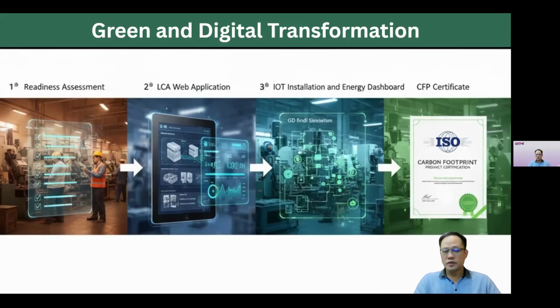And in the future, we could build the GD Findies integrated with the IoT system that can monitor the energy and electricity, and integrate with the solar energy consumption that the company may install in the future. Combining the LCA, simulation, and IoT data, we would be able to estimate the carbon footprint per product.